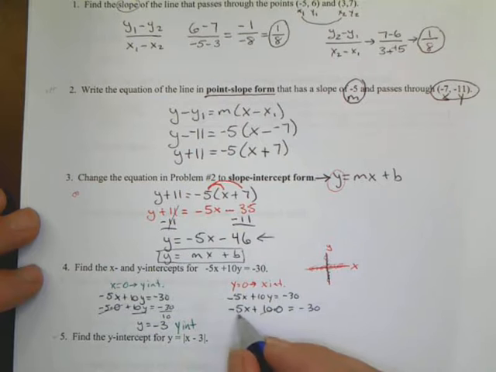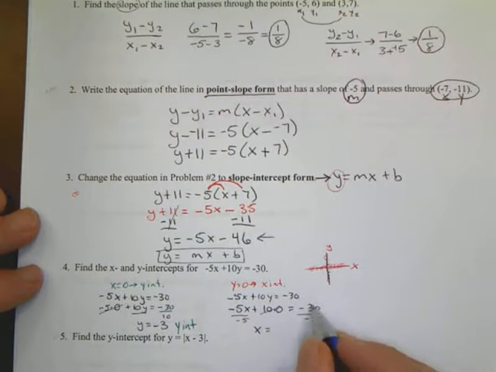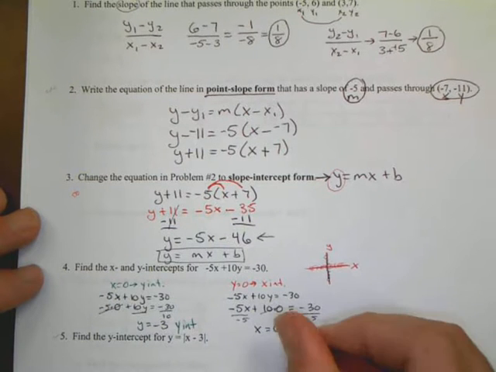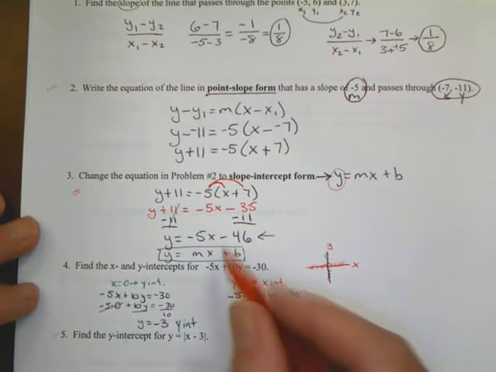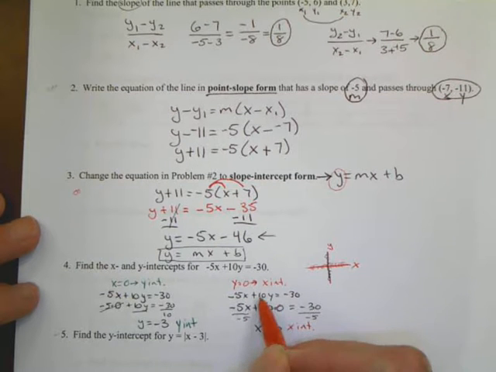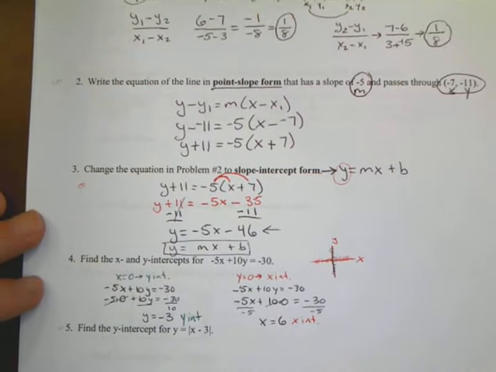So I'm left with negative 5x equals negative 30. I'll divide both sides by negative 5, and I'm left with x equals 30 divided by 5, which is 6. They're both negative, so I end up with a positive 6. So my x-intercept is 6. Those are my two values there. So again, I just plugged in the value of 0 for x over here and for y over there to find the x and y intercepts.